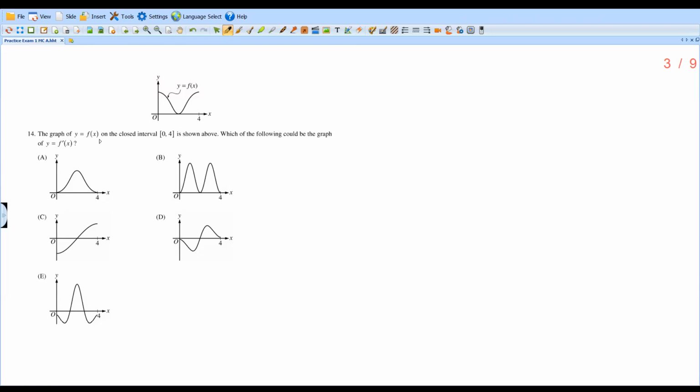Y equals f of x on the closed interval 0 to 4 is shown above. So keeping in mind this is a graph of f of x, which of the following could be a graph of y equals f prime of x? So we're being asked to essentially compare a function and its derivative.